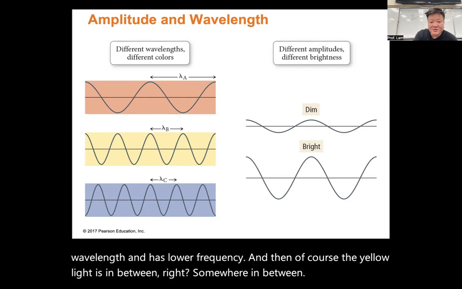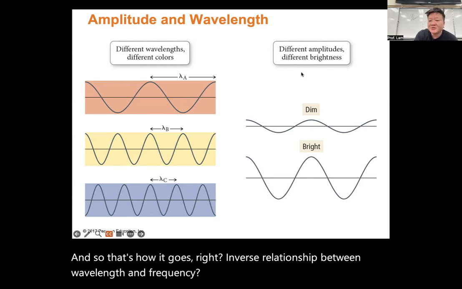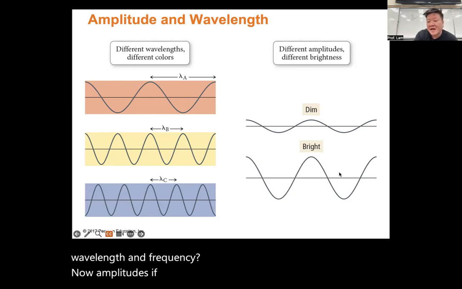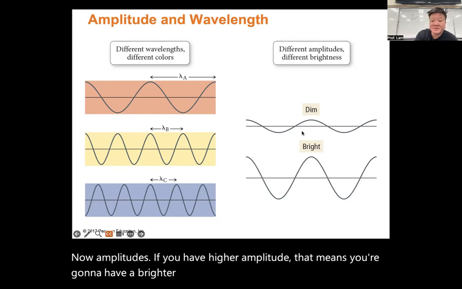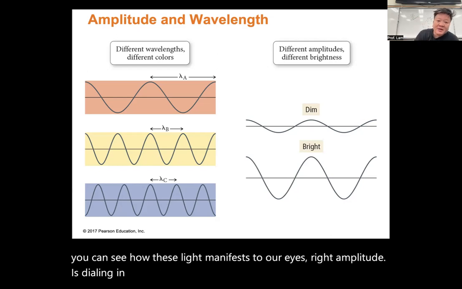And so that's how it goes, right? Inverse relationship between wavelength and frequency. Now, amplitudes: if you have higher amplitude, that means you're going to have a brighter light. Lower amplitude is a dim light. So you can see how these lights manifest to our eyes, right? Amplitude is dialing in the brightness, whereas the frequency and wavelength give us colors.